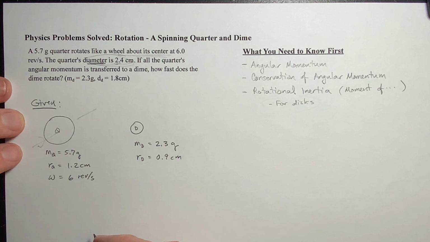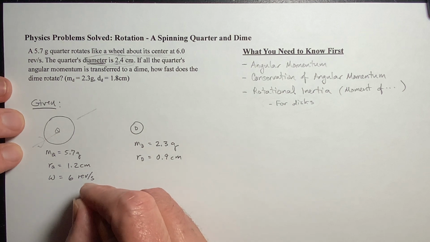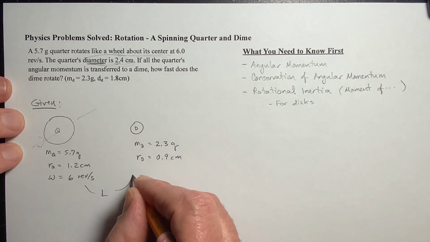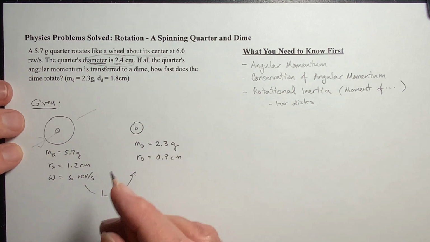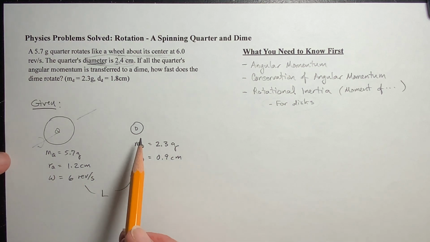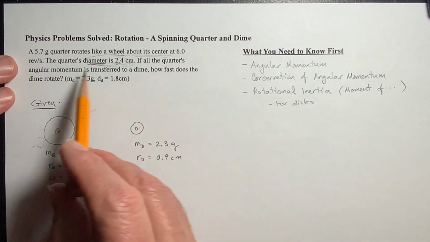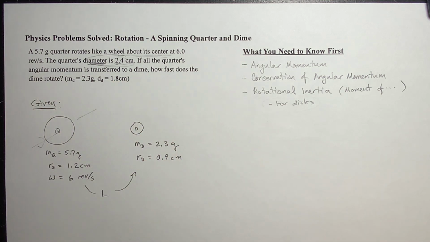And so what we're going to do is transfer all of the angular momentum, which we use L for, from the quarter to the dime. The way this problem probably should have been phrased, and again, I'm using homework problems that my students are given, so that's why I'm sticking with it, is: how fast would the dime be rotating if it had the same angular momentum as the quarter? That probably would have been an easier way. I don't know how you would transfer all of the angular momentum from the quarter to the dime. Maybe there's some contraption that can do that. But this is the way the problem was phrased.